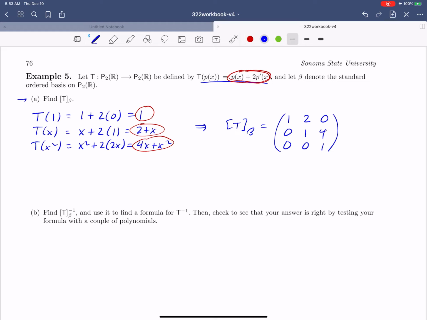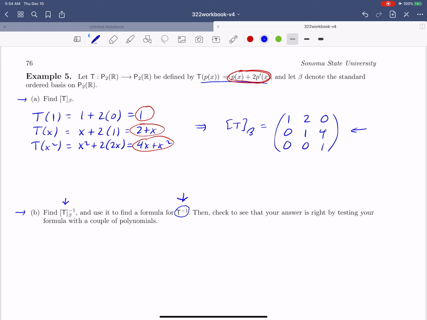Okay, so let's see what part B is asking us for. They'd like us to first find the inverse of the matrix T_beta, which we calculated in part A, and then to use it to find a formula for T inverse. So it's this T inverse that we're really after. What the directions are suggesting is that we can figure out the inverse of our transformation by first finding the inverse of the matrix that we found in part A.